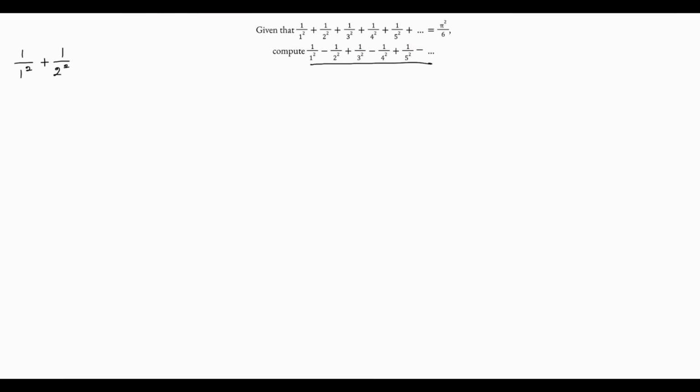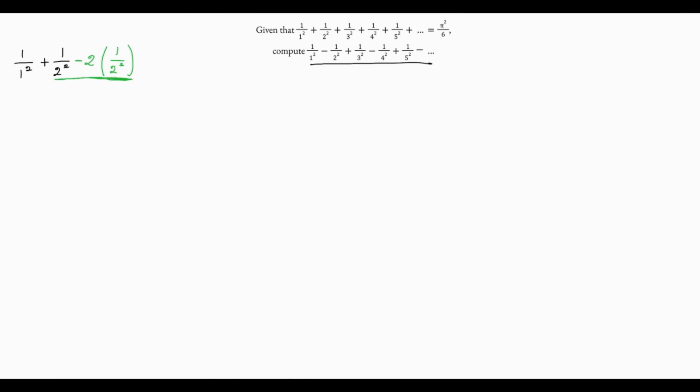But we need to add something here such that the values of these two terms sum to negative 1 over 2 squared. So what can we do? Well, we can subtract 2 times 1 over 2 squared. And the sum of these two terms will simplify to negative 1 over 2 squared.